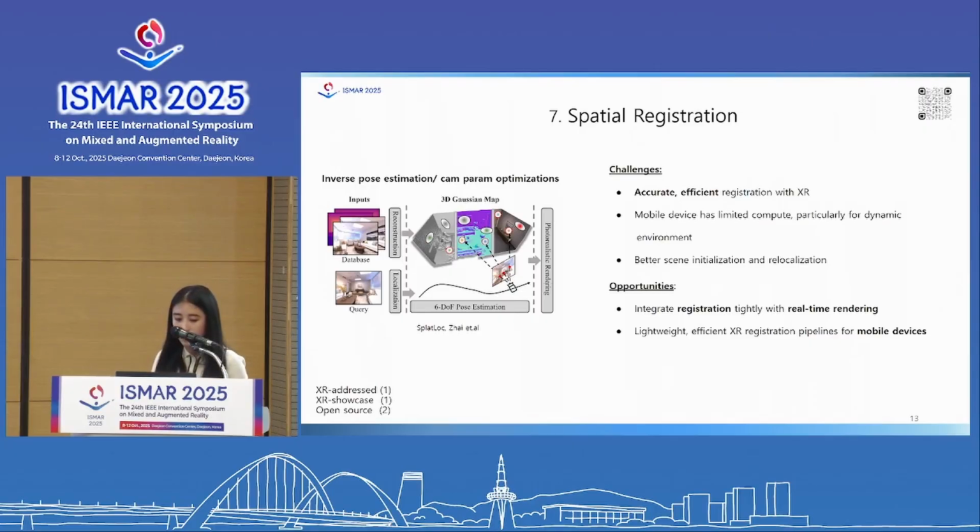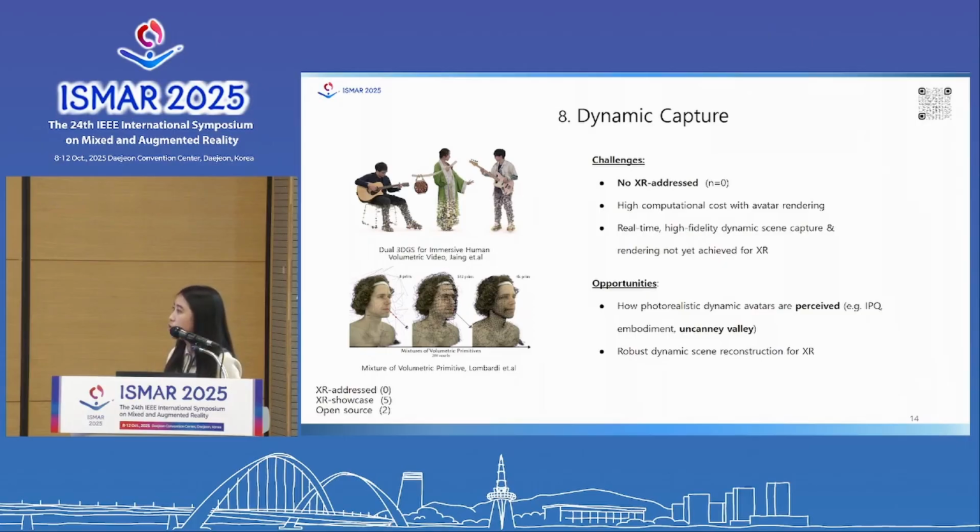Regarding dynamic capture, at least from the survey time span, there are no XR Address papers yet, and the focus is primarily on human body performance capture or facial interaction capture. And here it is important that the XR community researches different perceptual aspects, for example social presence, embodiment, and whether users perceive the reconstructed avatar or virtual human as uncanny due to the highly realistic representation.